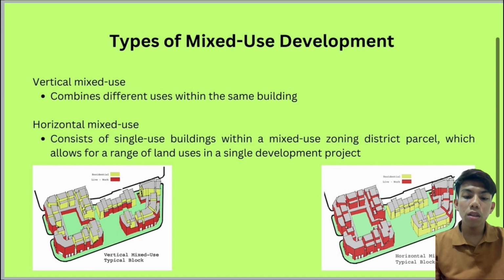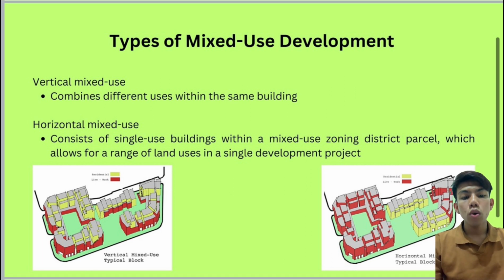Horizontal mixed-use development consists of single-use buildings within a mixed-use zoning district parcel, which allows for a range of land uses in a single development project and provides for a variety of complementary and integrated uses that are workable within a given neighborhood, tract of land, or development project.